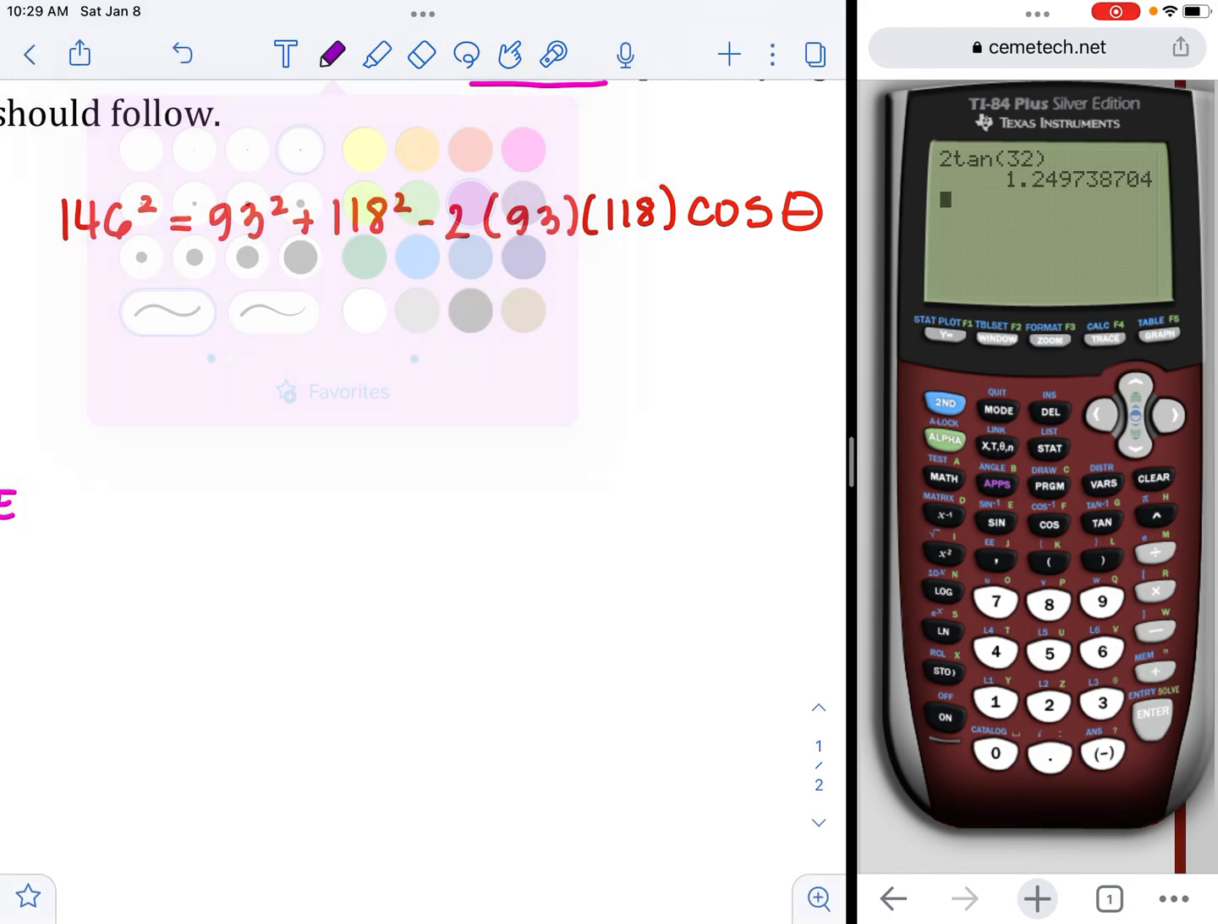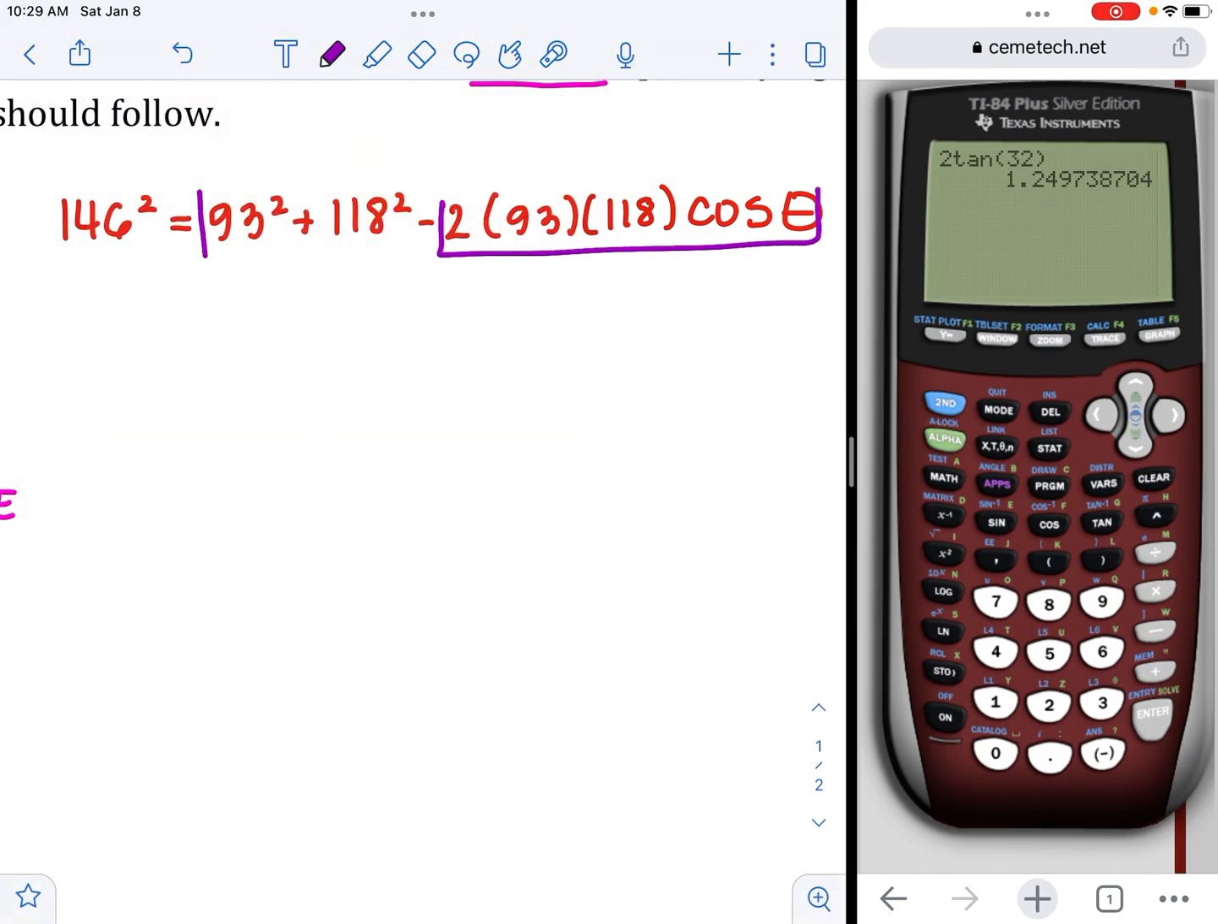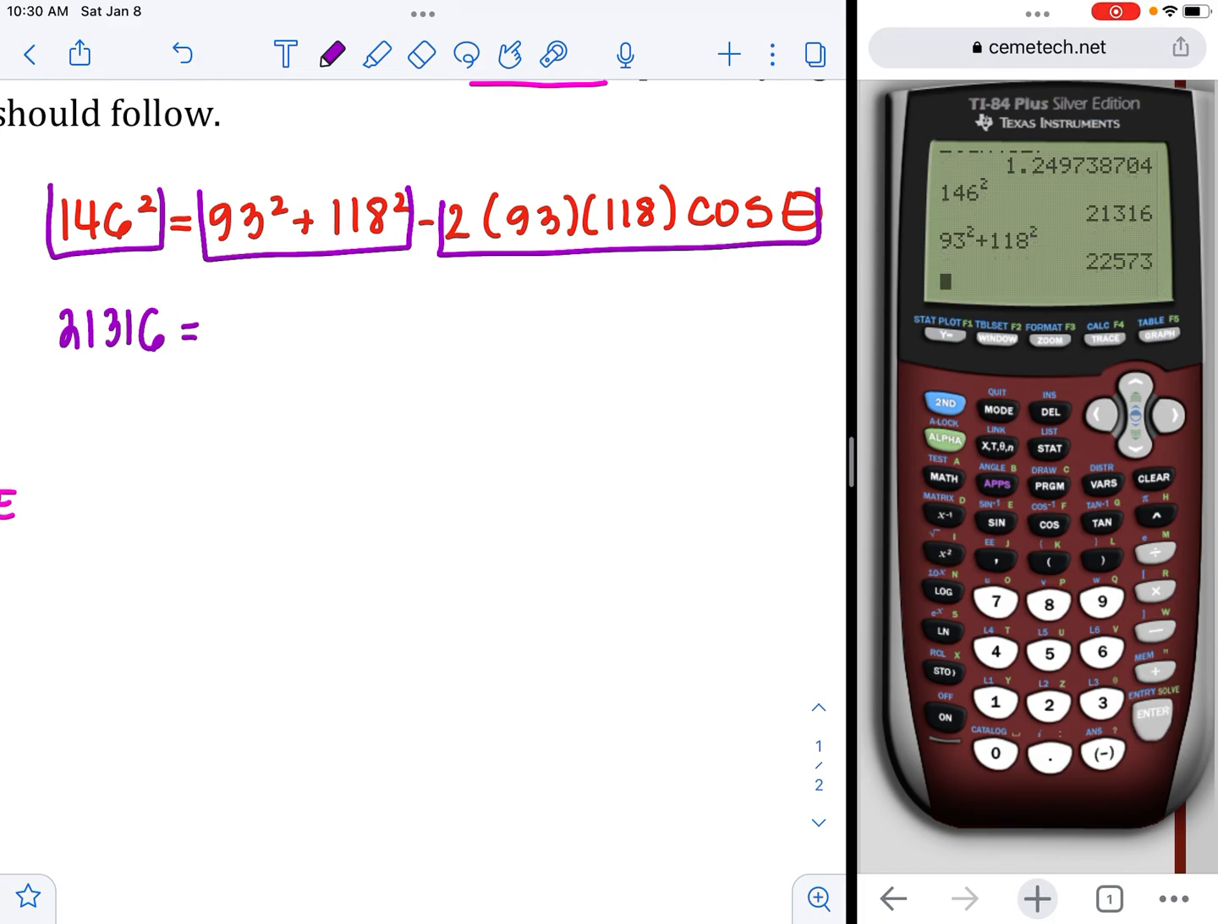All right, so now I need to solve this. Remember, this is all stuck together right here. So I'm going to make it one big bucket and see what that is. I'll make this one bucket and this one bucket. All right, so be very careful with these because these are bigger numbers. 146 squared is 21,316. Make sure you write down the numbers accurately, type them accurately. 93 squared plus 118 squared.